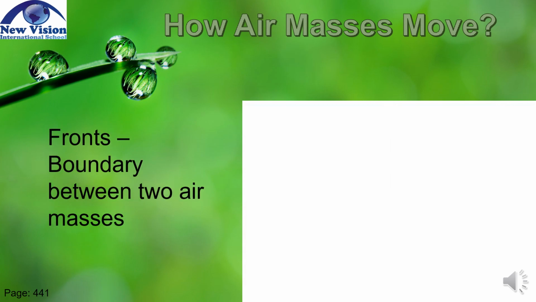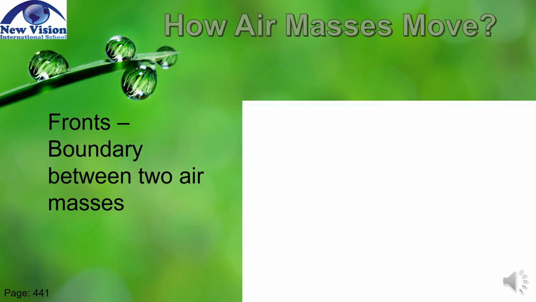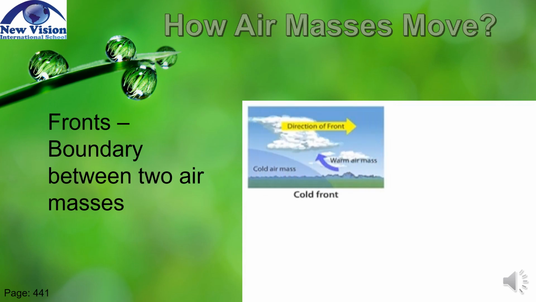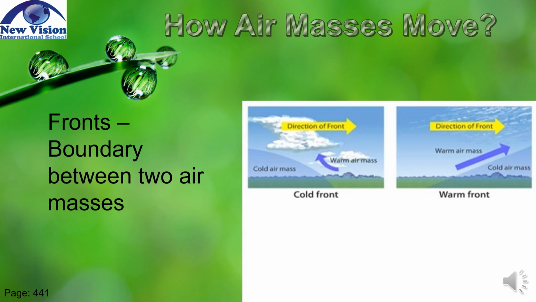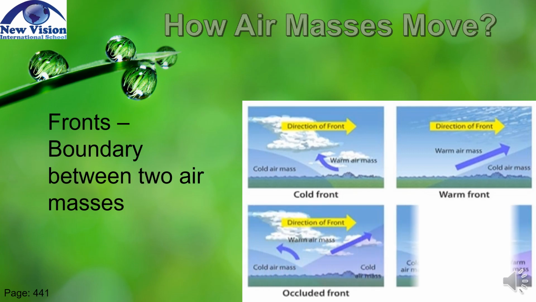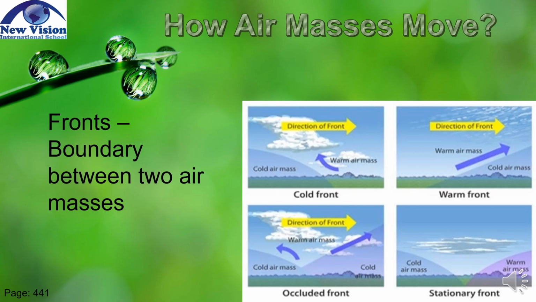Next we have fronts. Fronts are huge masses of air that move across the land and the oceans. They collide with each other but do not easily mix. Fronts are boundaries between two air masses. We have four types of fronts. First is the cold front. Next, warm front, occluded front, and stationary front. In our next slide, we will discuss them one by one. Let's proceed.